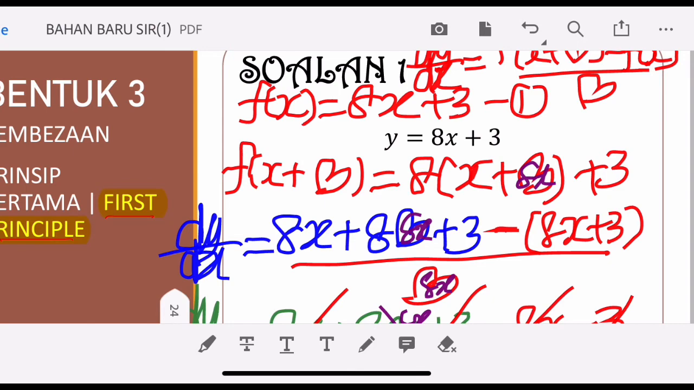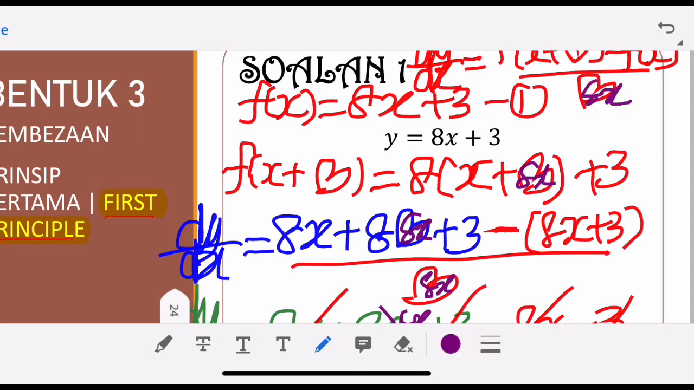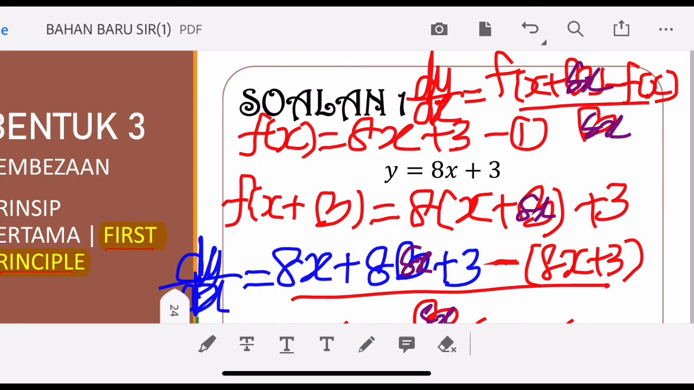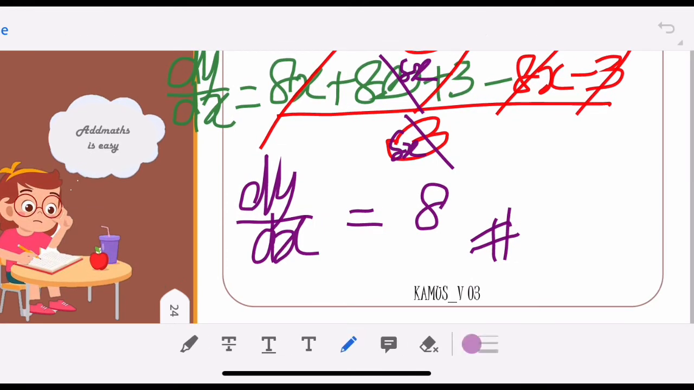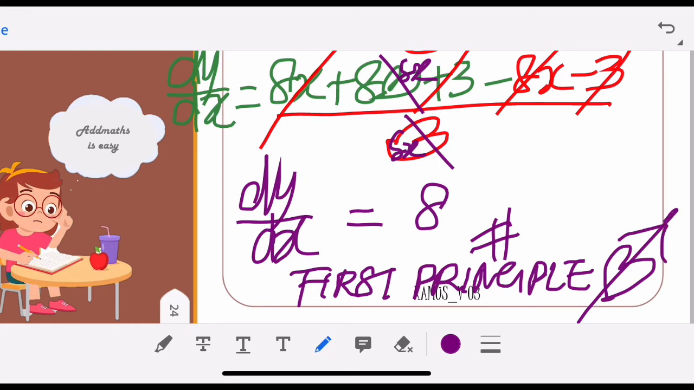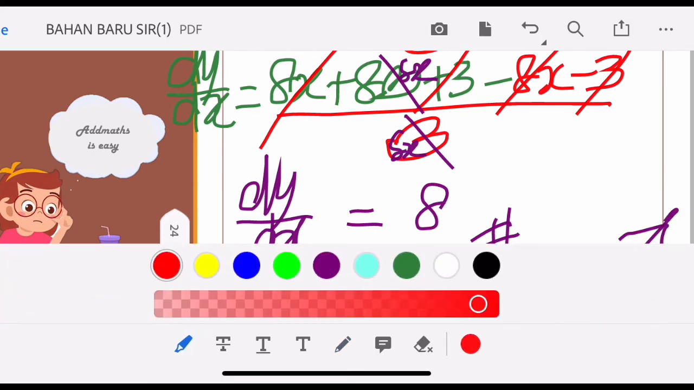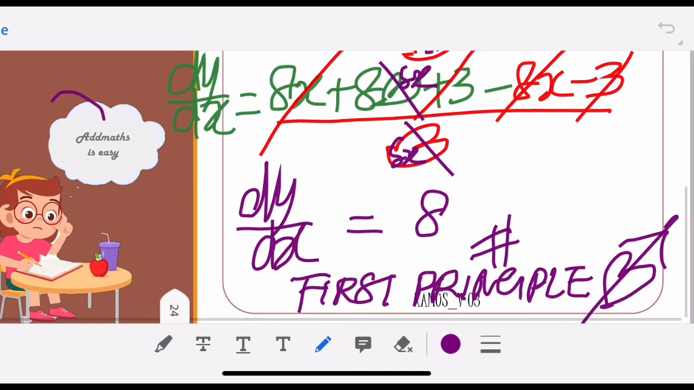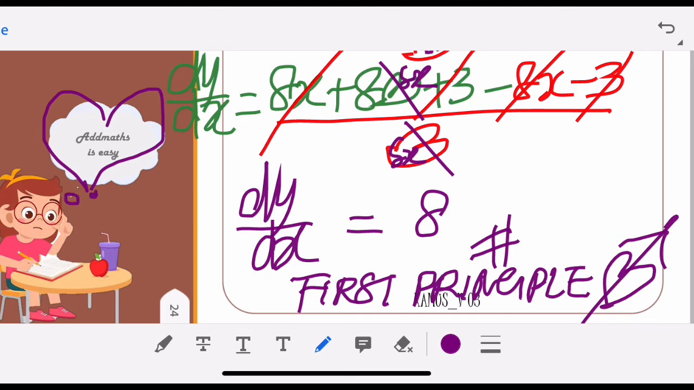So next time, when you see the first principle, you just follow the method that I teach you. Then after that, you just replace the lobshape with the delta x, and you simplify to the simplest form. So dy/dx is equal to 8. So remember the formula I introduced to you is the function of x plus delta x, minus the f(x), over the delta x, because the delta x is the lobshape. Alright? Okay? Understand? So this is so-called differentiation using the first principle.